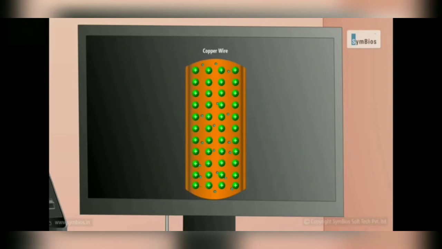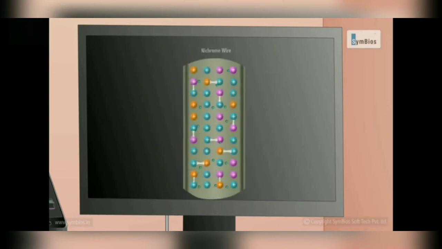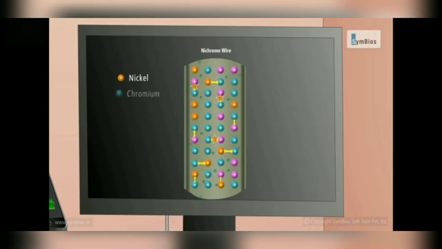The copper wire has a network of positively charged ions, that is, the atoms which have lost their electrons. These ions can vibrate, but they cannot move freely. Then there are a large number of free electrons which can move freely. The nichrome is an alloy of nickel, chromium, and iron, and so it has the network of 3 different ions.